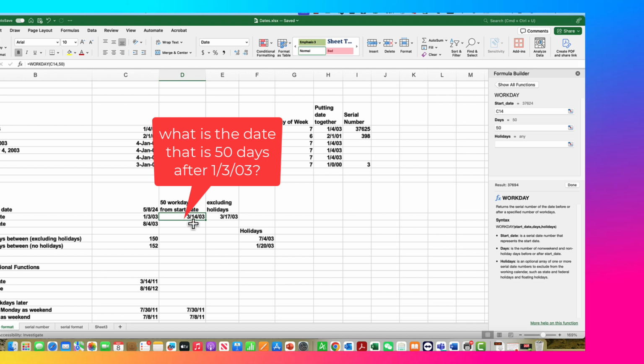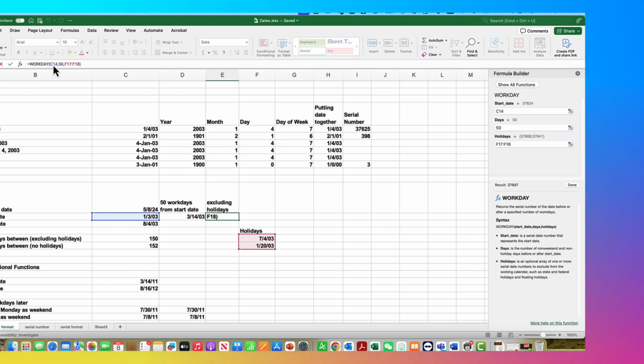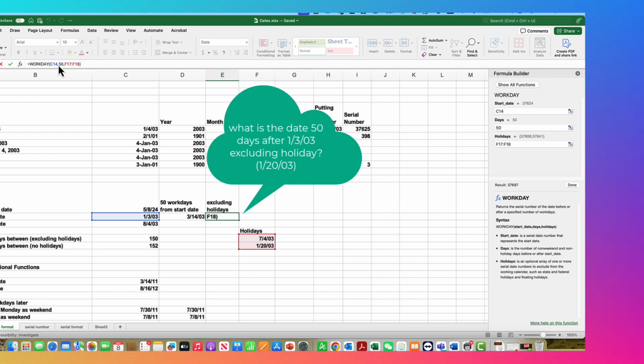The date showing is March 14th. If I want to exclude holidays, I could use the function C14, starting 50 workdays starting from January 3rd, but excluding the holidays in this period.